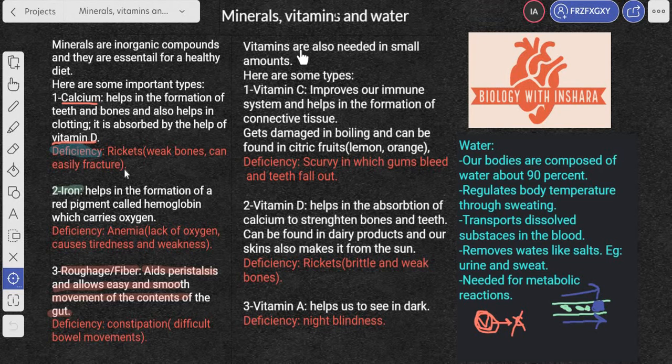Okay, vitamins. This is it for minerals. There's nothing much in detail at all. This is more than enough. This covers literally everything. Okay, vitamins.